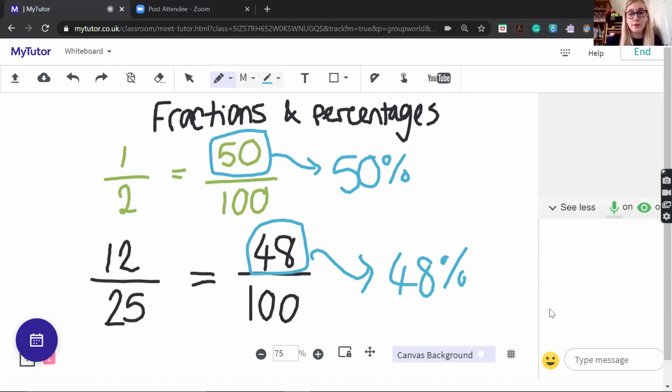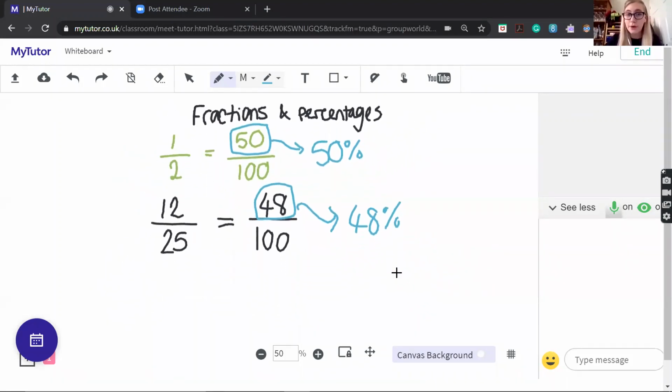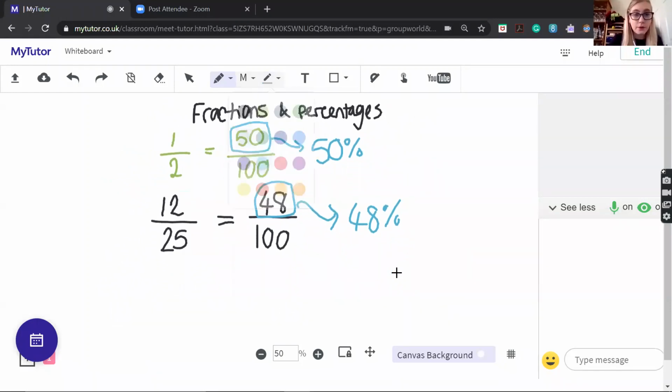Ta-da. The other way that you can do it, if you maybe can't see what the bottom bit goes into, is just times it by 100. So I'll write this in a different color. 12 over 25. So this first method is a lot easier if you can spot it.